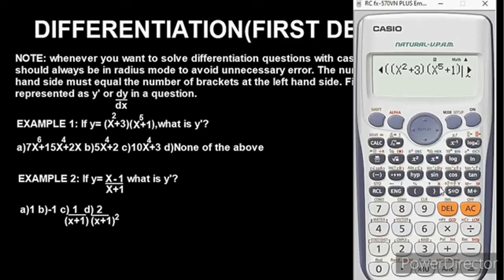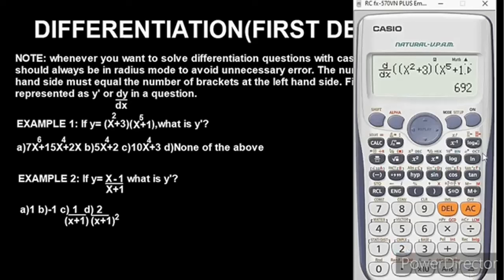So you close the bracket. As you can see, the number of brackets at the right hand side equals that of the left hand side. There are 2 brackets here, and there are also 2 brackets here, so they are balanced. So you go back to this place and put the 2 you stored in the calculator. Once you do, you press equal to check your answer.